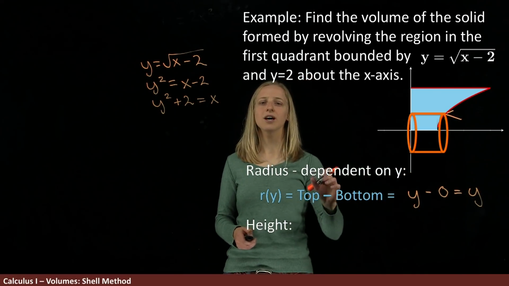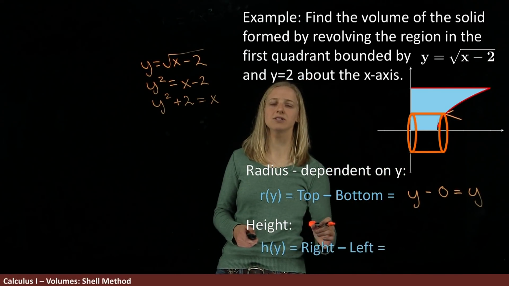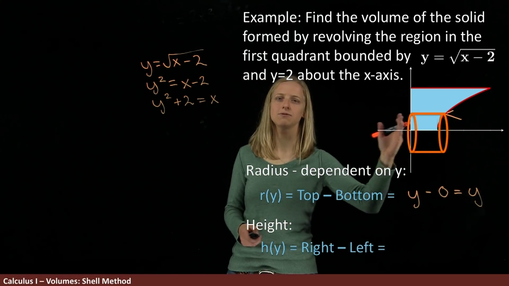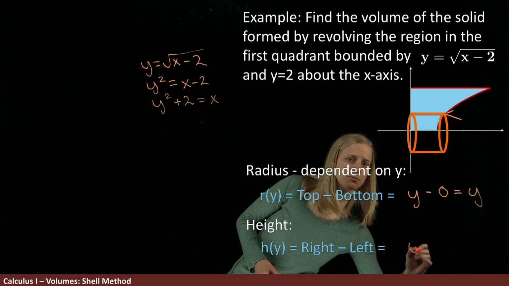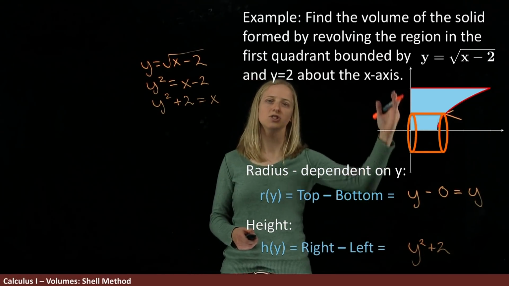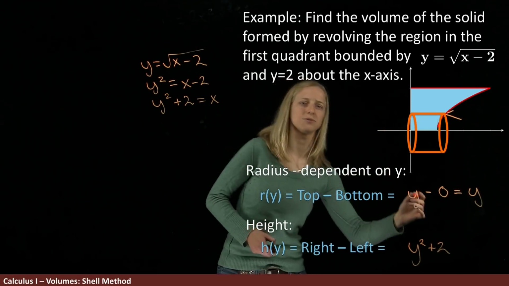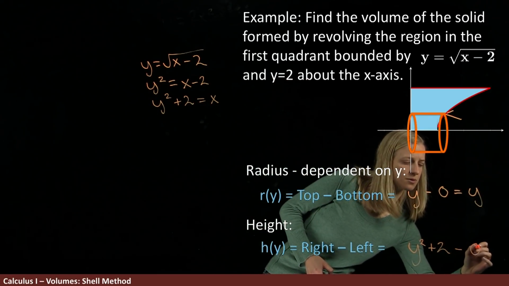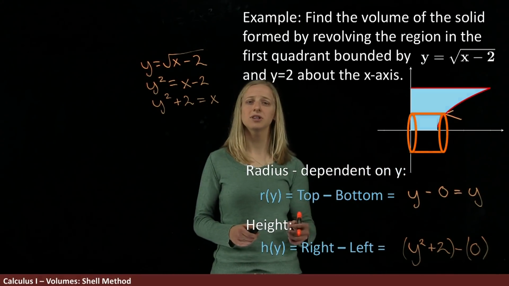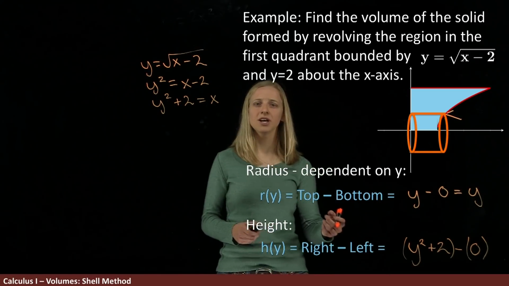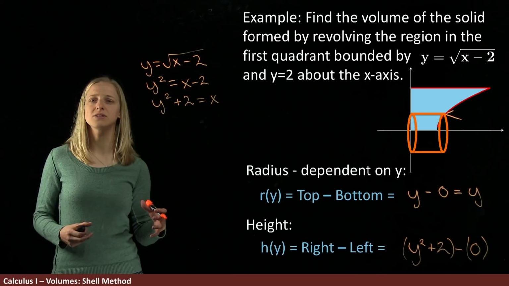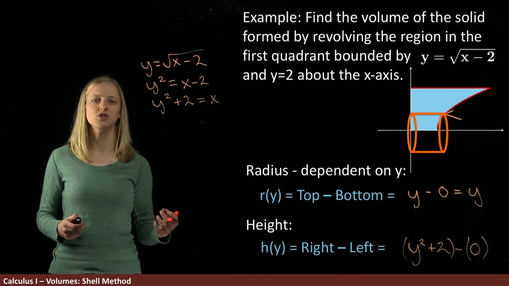With the height, we're now going to be doing right minus left. And again, it's in terms of y. So right minus left, we have the function y squared plus 2 minus our left function, which is just x equals 0. So we now know that the height is y squared plus 2 and our radius is y. Using this information, we're going to find the bounds and then plug it in for the volume equation.